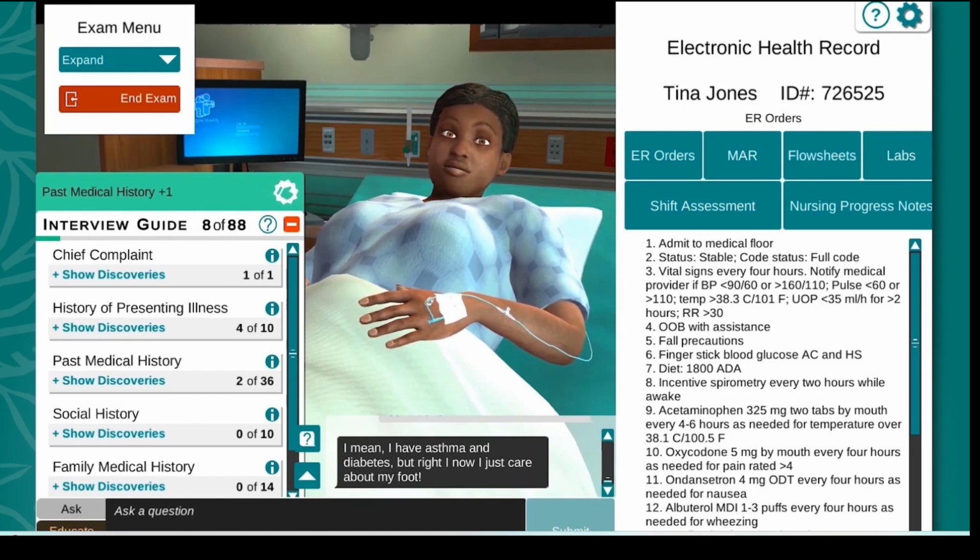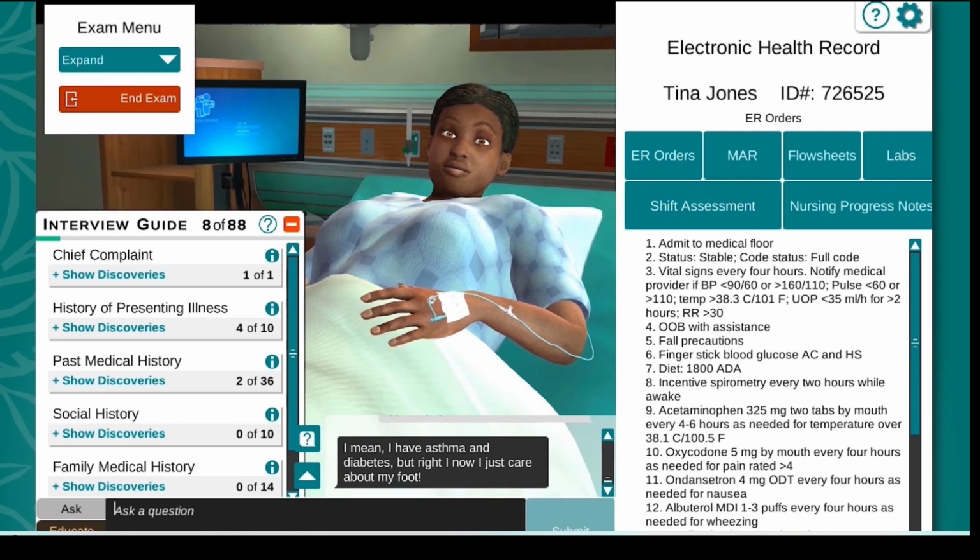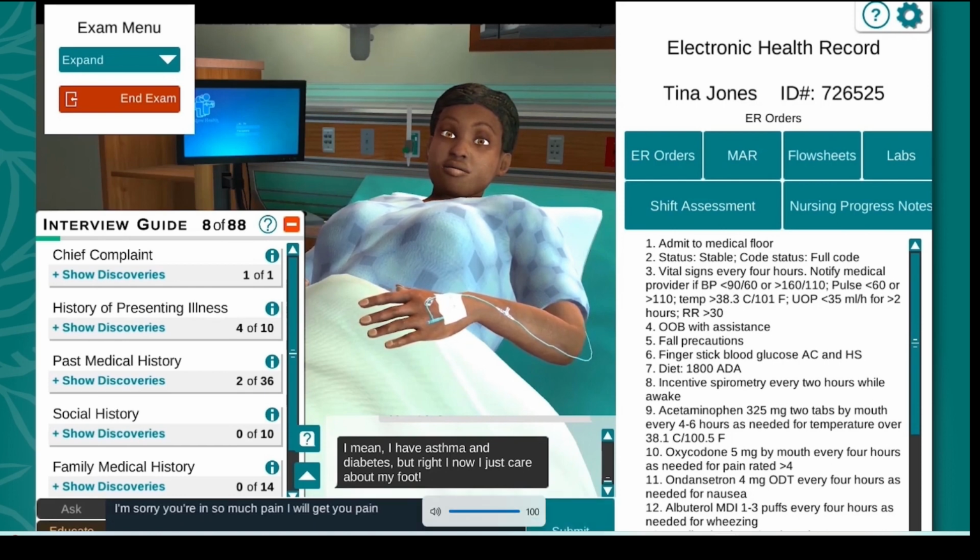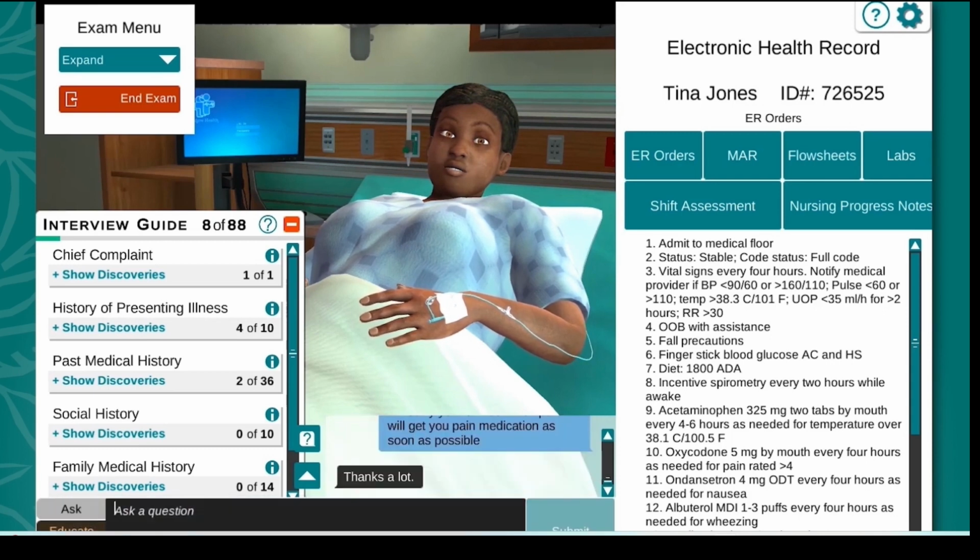All right, let's just take a minute to briefly empathize with Ms. Jones again before we move on. I'm sorry you're in so much pain. I will get you pain medication as soon as possible. Thanks a lot. Okay, let's continue on with our interview. Let's start getting more information on her diabetes diagnosis.